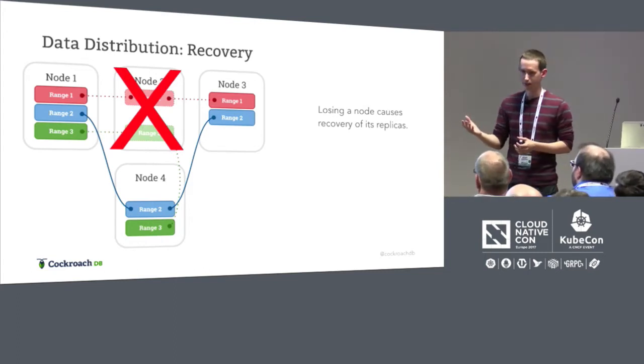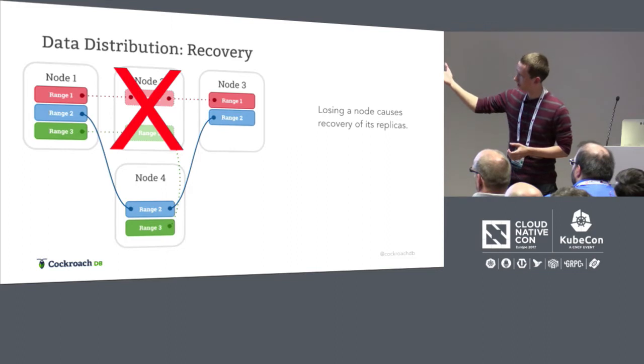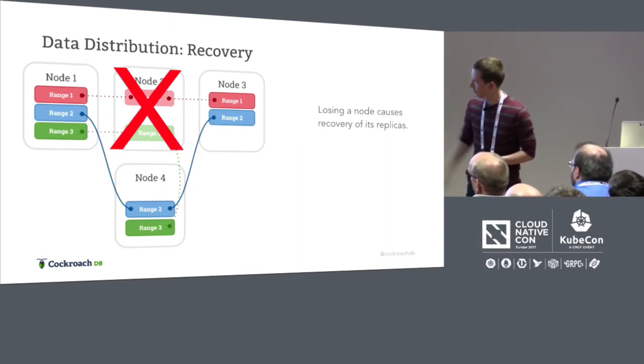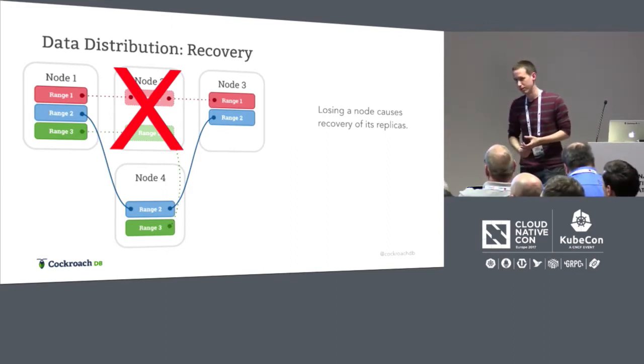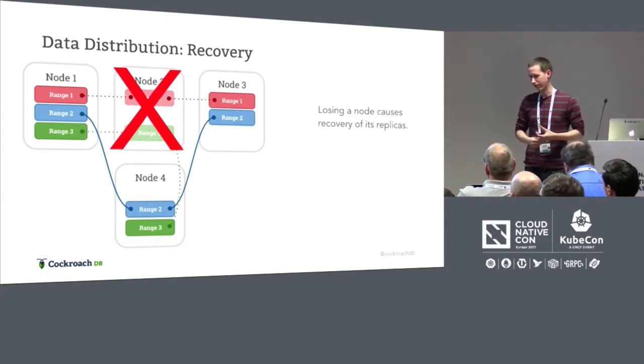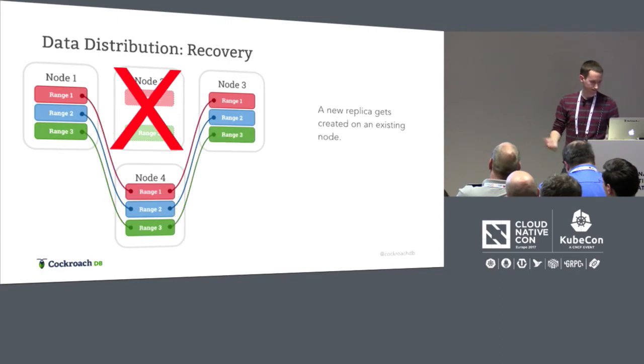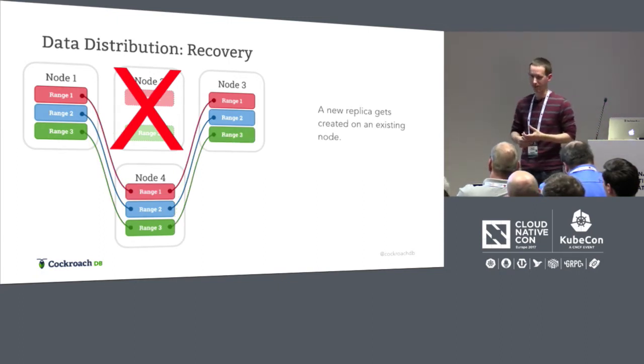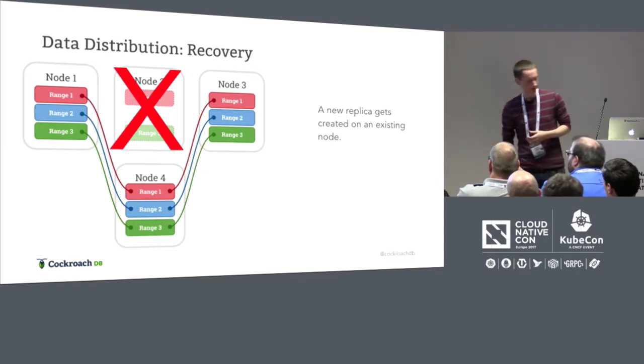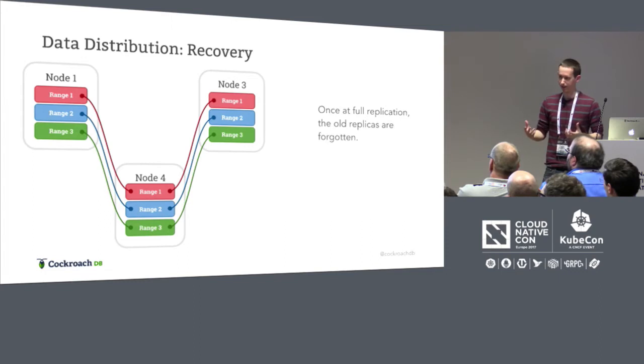So if a node fails, then ranges 1 and 3 no longer have enough copies. So the nodes that do have a copy of them will quickly try to find a node to copy them to. So if node 2 fails here, the ranges that lost a copy will be up-replicated where there is space in the cluster. And at this point, the old node can just be forgotten about, and the system is rebalanced.